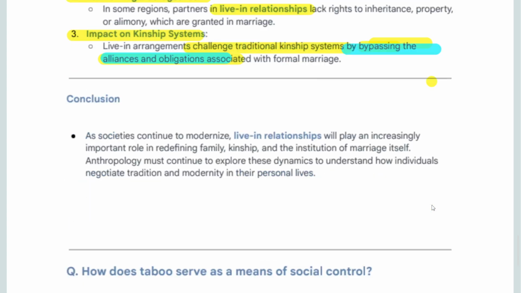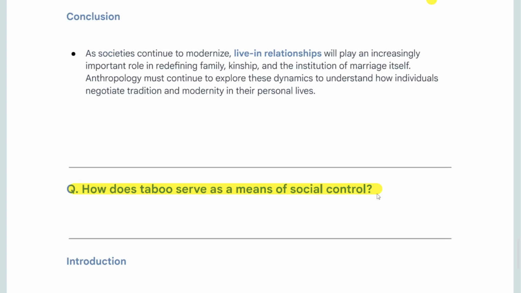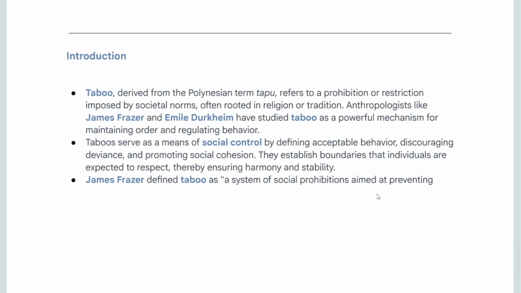How does taboo serve as a means of social control? This moves us to the unspoken rules, the invisible forces. Right. Taboo, from the Polynesian tapu, means a prohibition imposed by society, rooted in belief, religion, tradition, custom. Anthropologists like Fraser and Durkheim saw taboos as really powerful ways to maintain order.